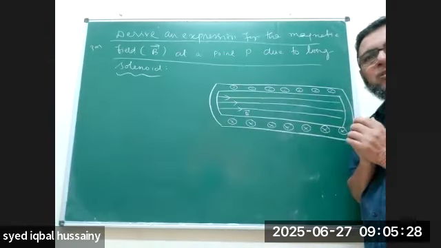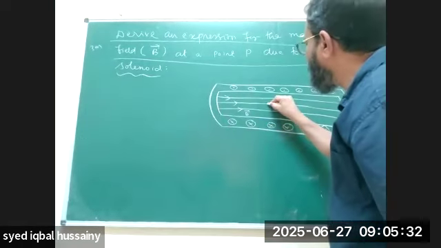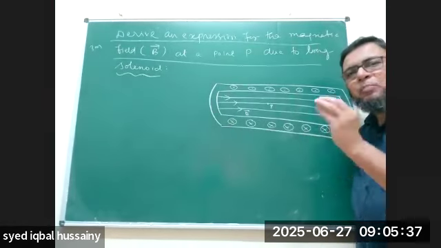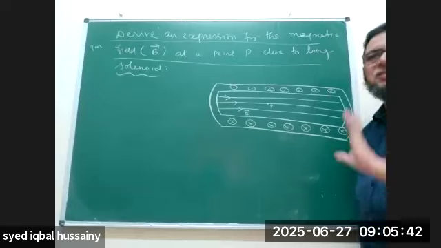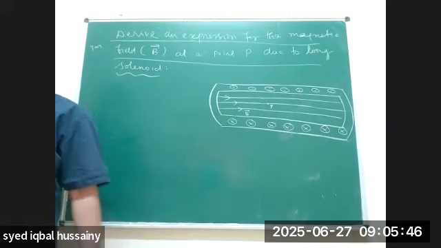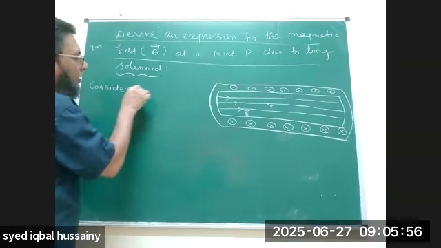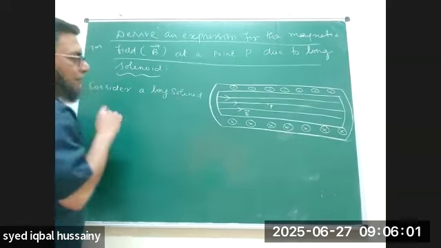Now the question they are asking: if this is a long solenoid you have taken, and you take a point P inside the solenoid, what is the magnetic field at this particular point P because of this long solenoid? This is the question, so try to understand it. Is the diagram done, children? Yes, sir. So consider a long solenoid.